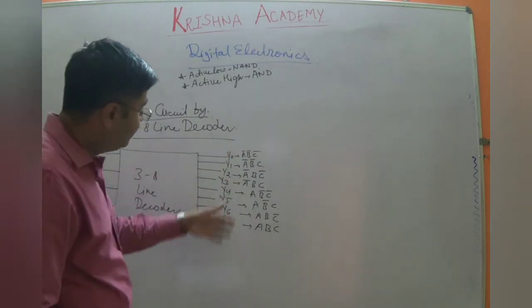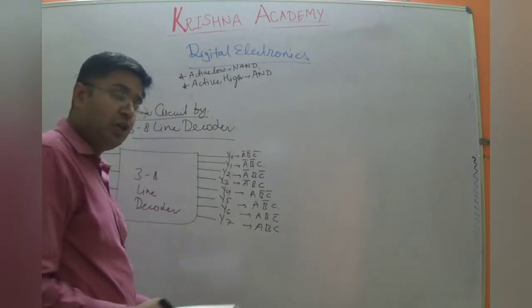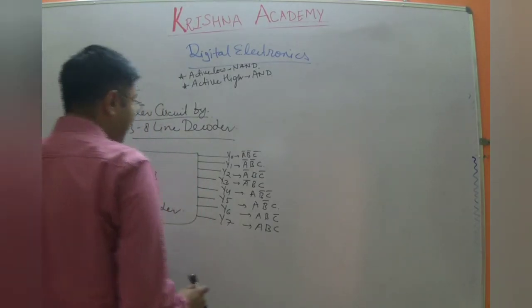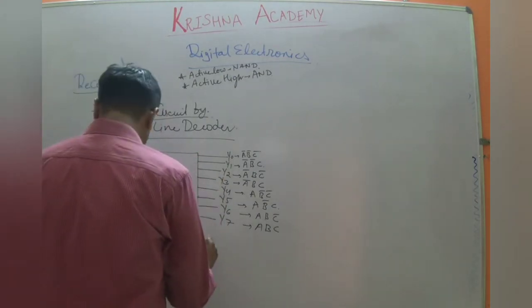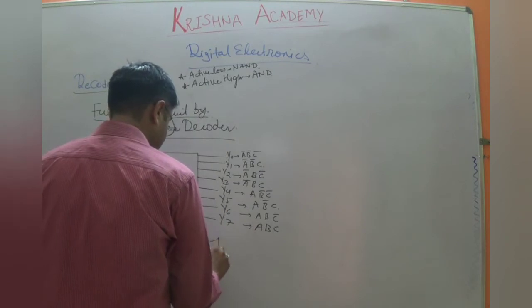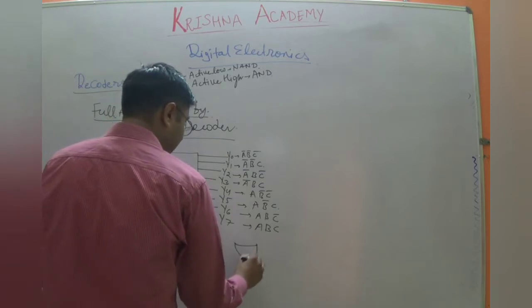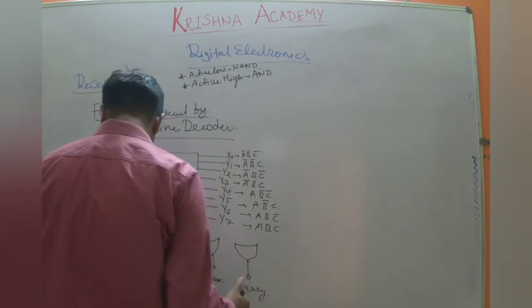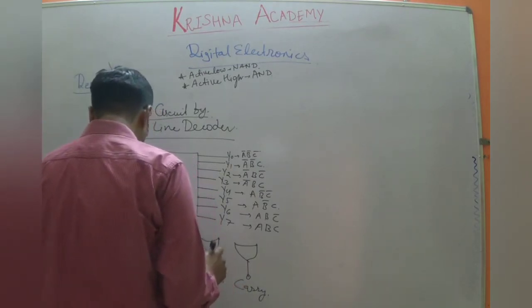As you can see, these outputs are available to you whenever you are using the active high circuit. Now this is the active high circuit. So if you want to implement the sum part in a full adder circuit, as you have already understood, the sum part in 1, 2, 4, 7 will be included.